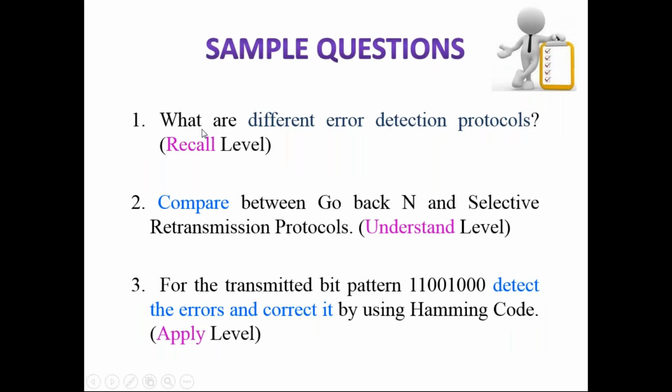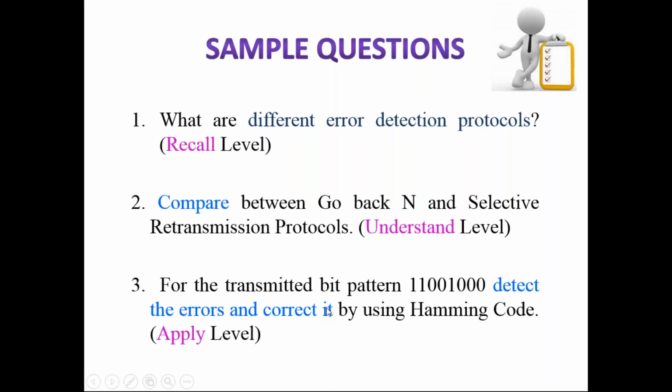The sample questions are: what are the different error detection protocols? So just naming the different error detection protocols, which is at recall level. Students have to recall and write the answer. The next question is: compare go back N and selective retransmission protocol. This question is at understand level.